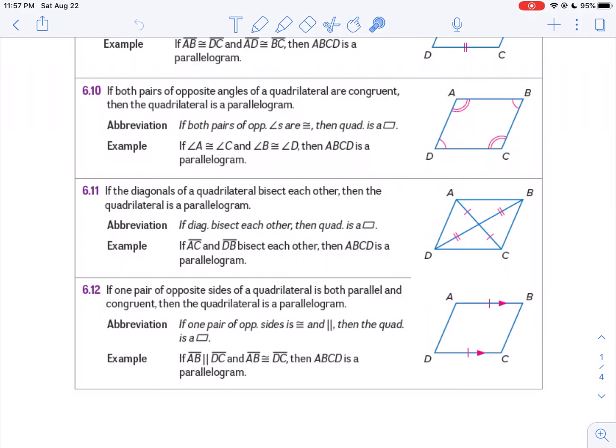The one that we tend to use a lot is the last theorem here because it only has to do with one side. The only time you can just know something about one side is if it's both parallel and congruent. So if one pair of opposite sides are both parallel and congruent, it must be a parallelogram.